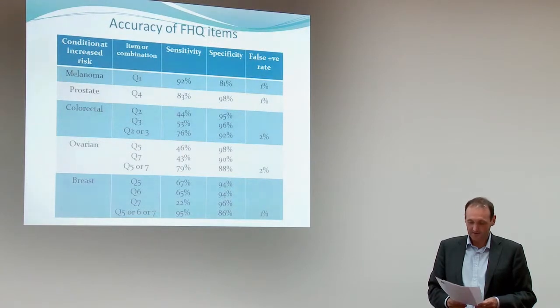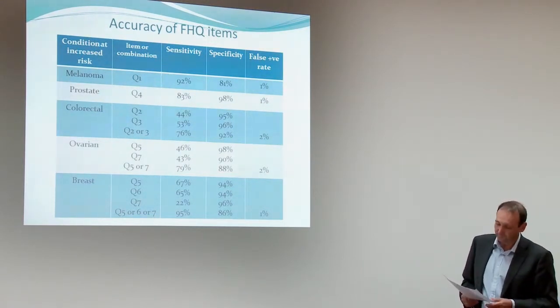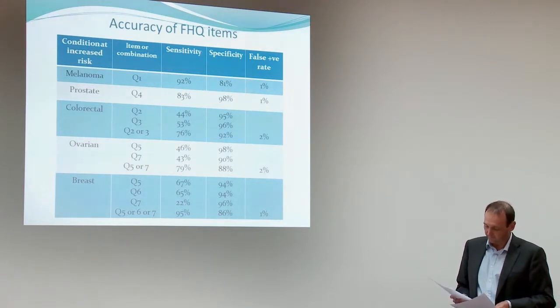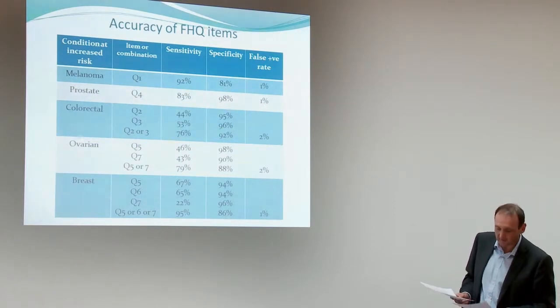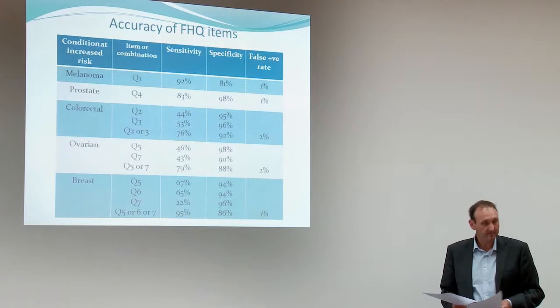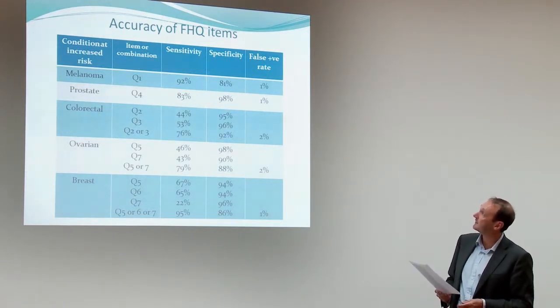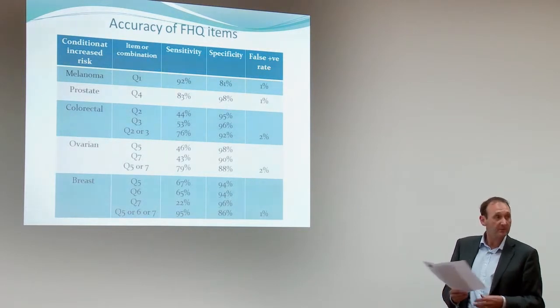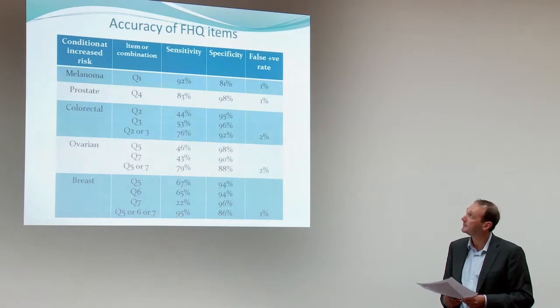So the very first question is, do you have any close relatives who've had melanoma? And what we mean by close relatives are essentially parents, children, brothers and sisters. And so for melanoma, that had a 92% sensitivity and 81% specificity to identify people at increased risk of melanoma.